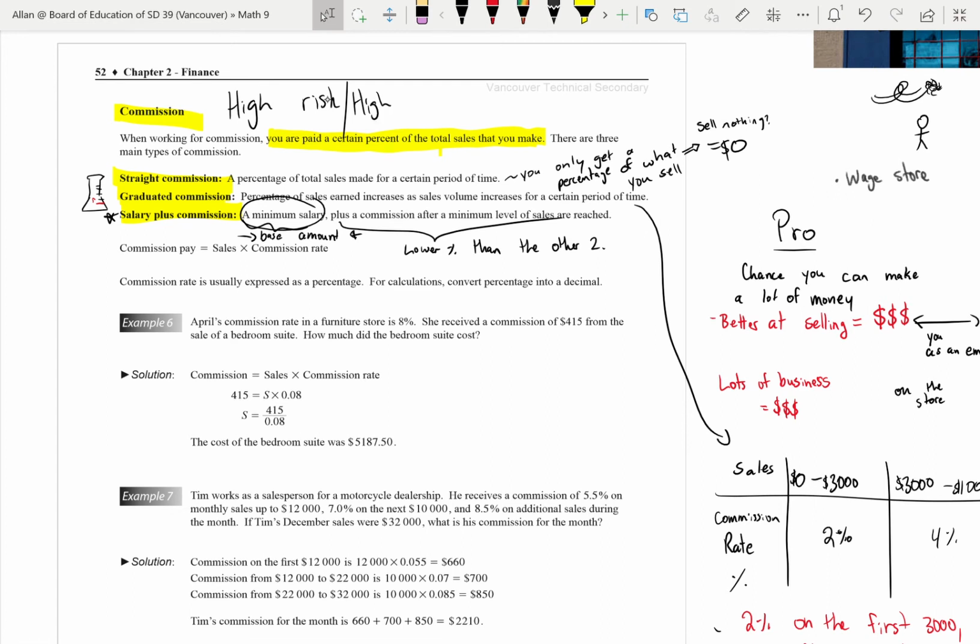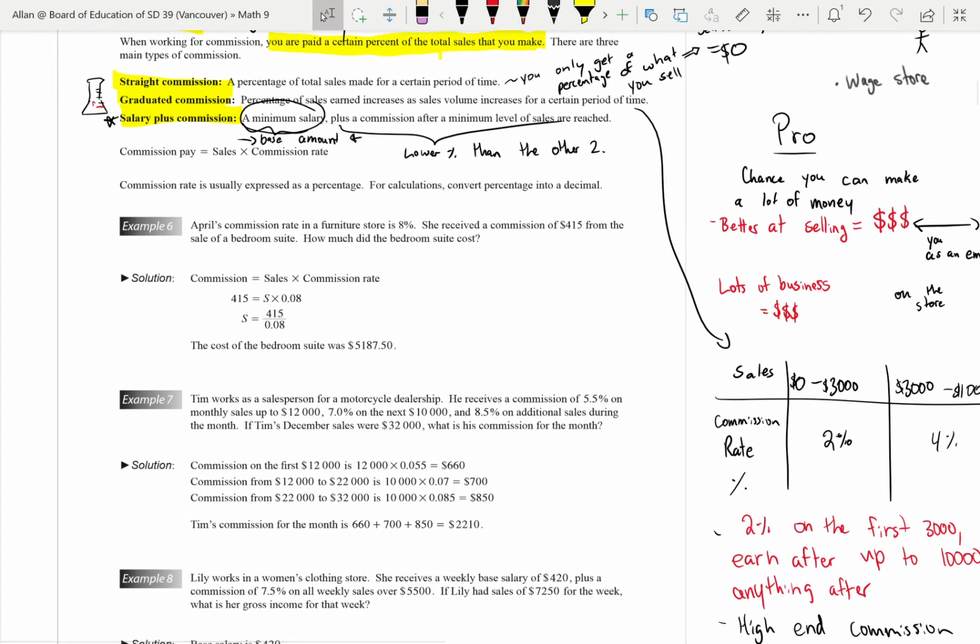high reward setup where you can make lots of money, potentially more than if you were getting paid a salary, or if it's really bad business, you'll get paid far less. So how this works is your commission pay, so this is your income.